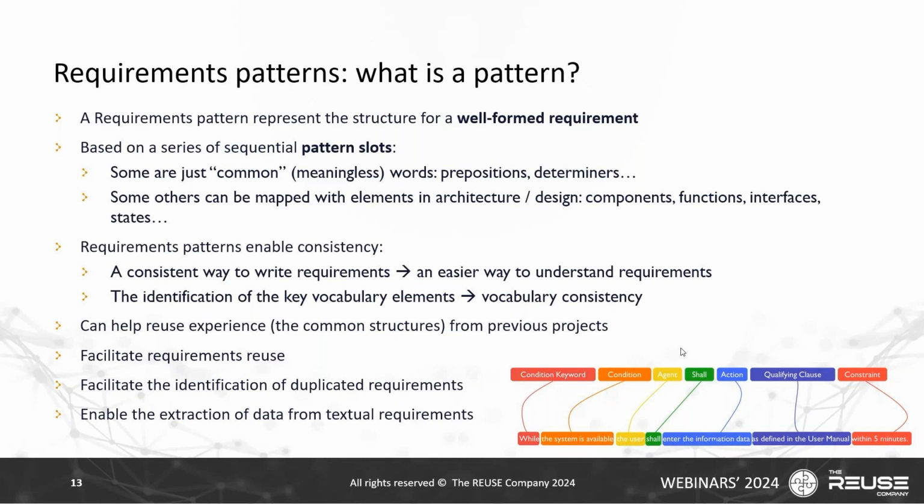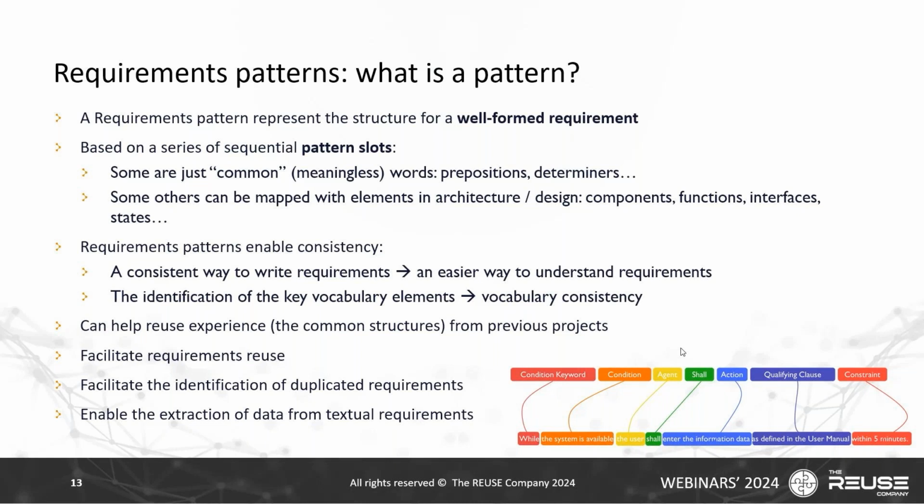It includes some, let's say, common and meaningless little words like prepositions, determiners, and so on and so forth. But the most important point, especially when it comes to connecting these patterns to a dictionary, are the other elements that can be mapped with architectural elements or design elements like names of components, functions, interfaces, states, actors, and this kind of meaningful information, right?